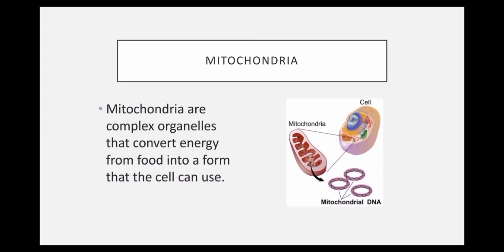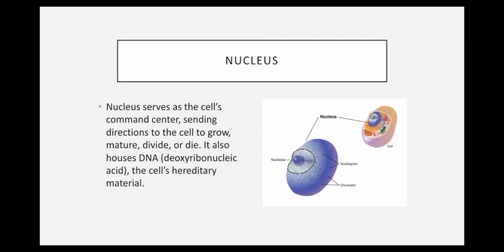Mitochondria. Mitochondria are complex organelles that convert energy from food into a form that the cell can use. Then, nucleus. Nucleus serves as the cell's command center, sending direction to the cell to grow, mature, divide, or die.